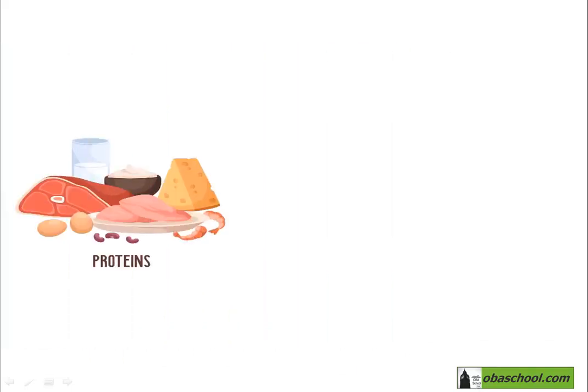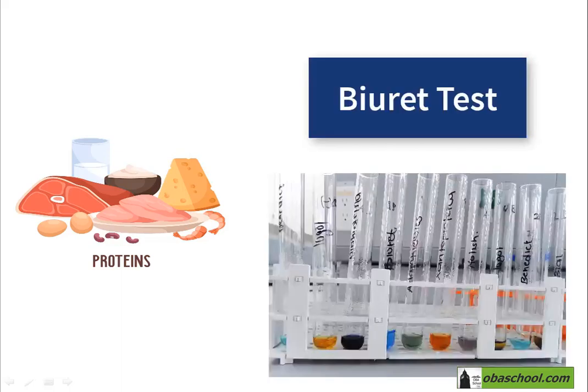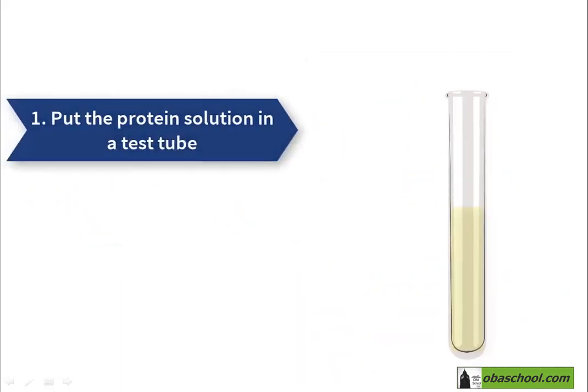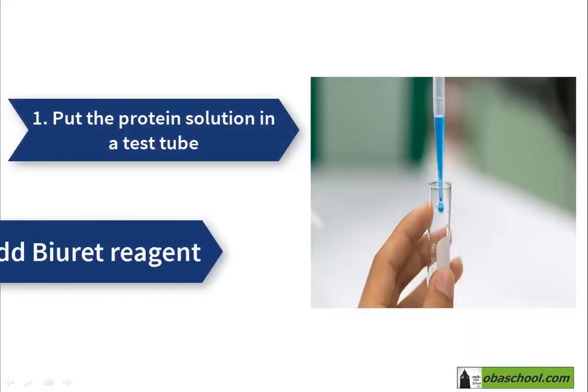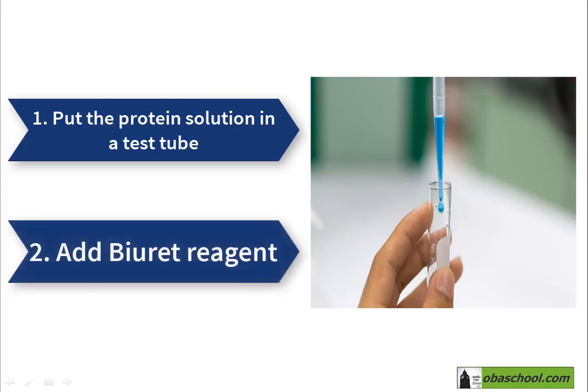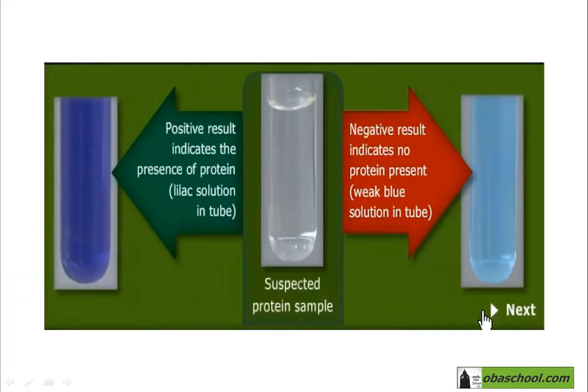Now for proteins, we use the biuret test. To perform this test, first we're going to put the protein solution in a test tube, and then we're going to add an equal volume of biuret reagent. It is of a blue color as well. If a protein is present, a purple color appears, and if not, the solution remains blue, as you can see here.